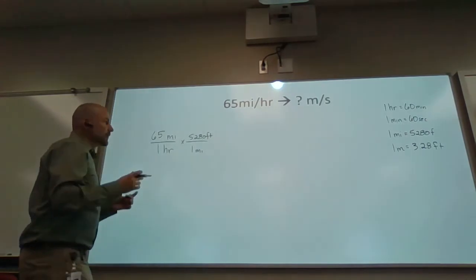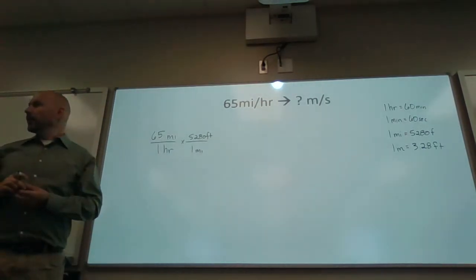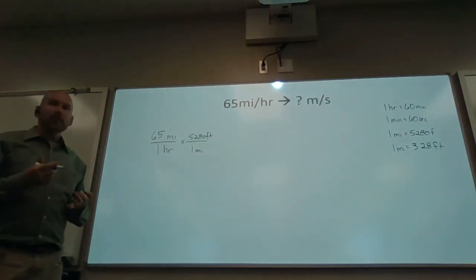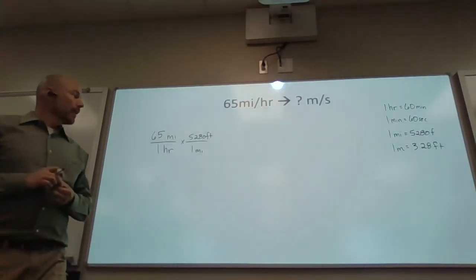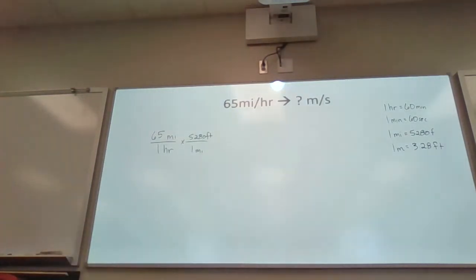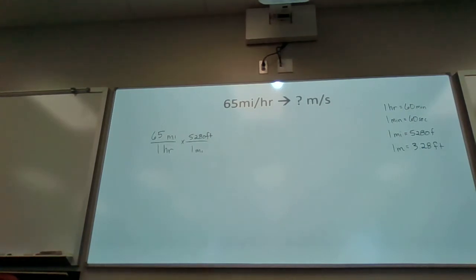Now if I stopped right there, you could get an answer, but what would that be, and what units would that be in? Feet per hour. Should that be a big number or a small number? Big. 65 miles an hour, how many feet are you going to travel in that? Oh, that's a lot. Has Google ever said your turn is in 800 feet? I'm like, what? 800 feet? Okay, so you're going to get a big number.